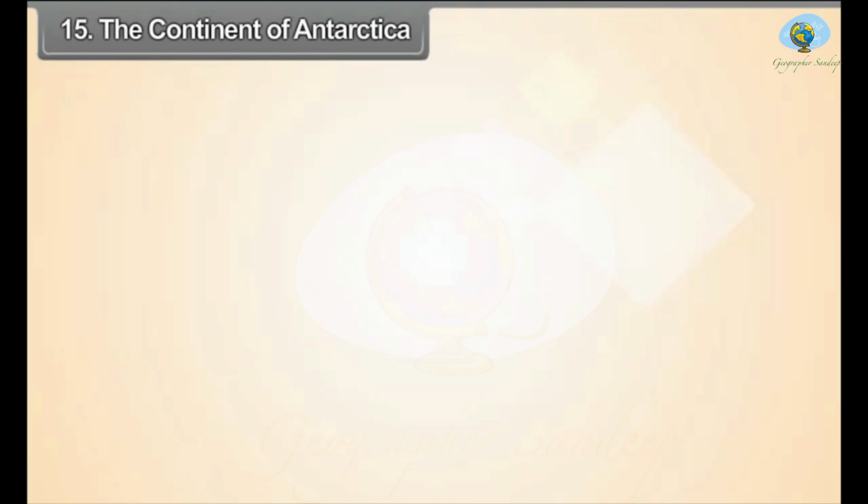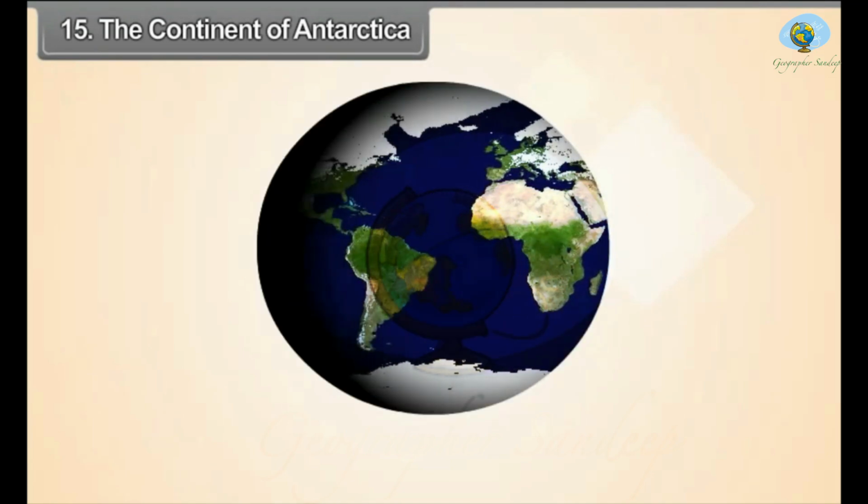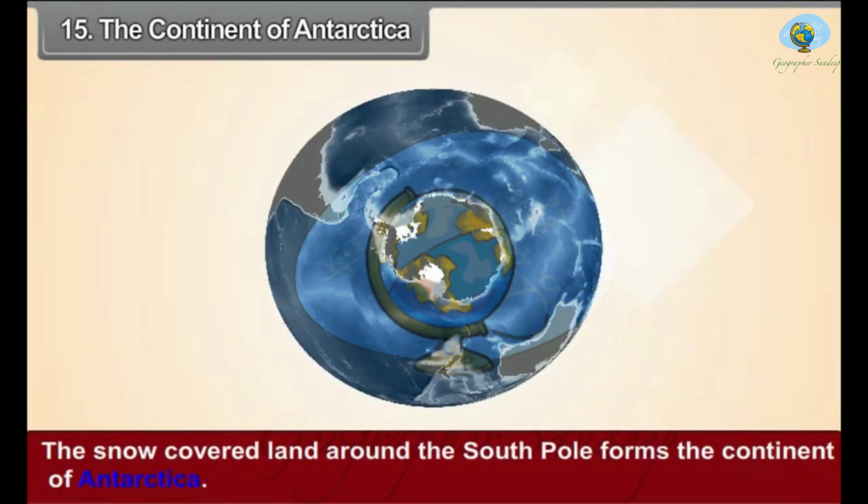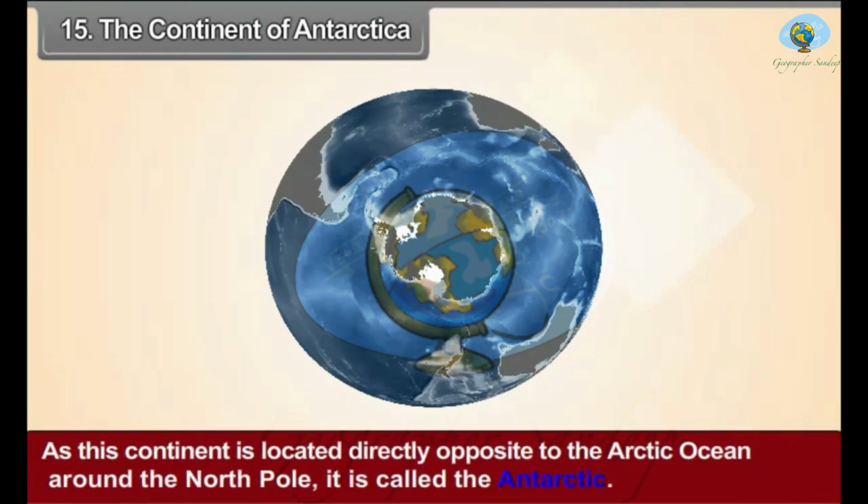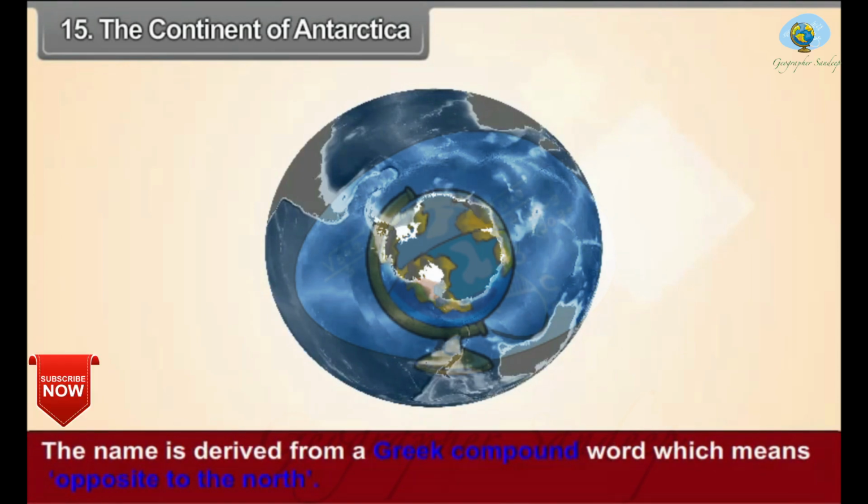Chapter 15. The continent of Antarctica. The snow-covered land around the South Pole forms the continent of Antarctica. As this continent is located directly opposite to the Arctic Ocean around the North Pole, it is called the Antarctic. The name is derived from a Greek compound word which means opposite to the north.